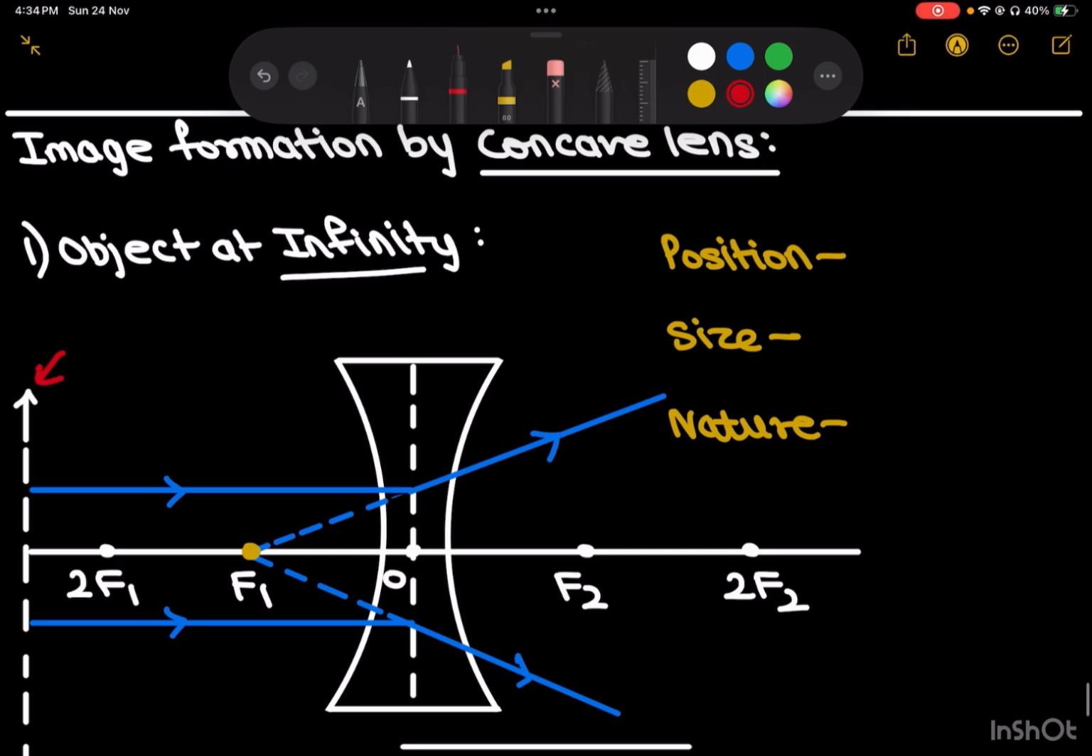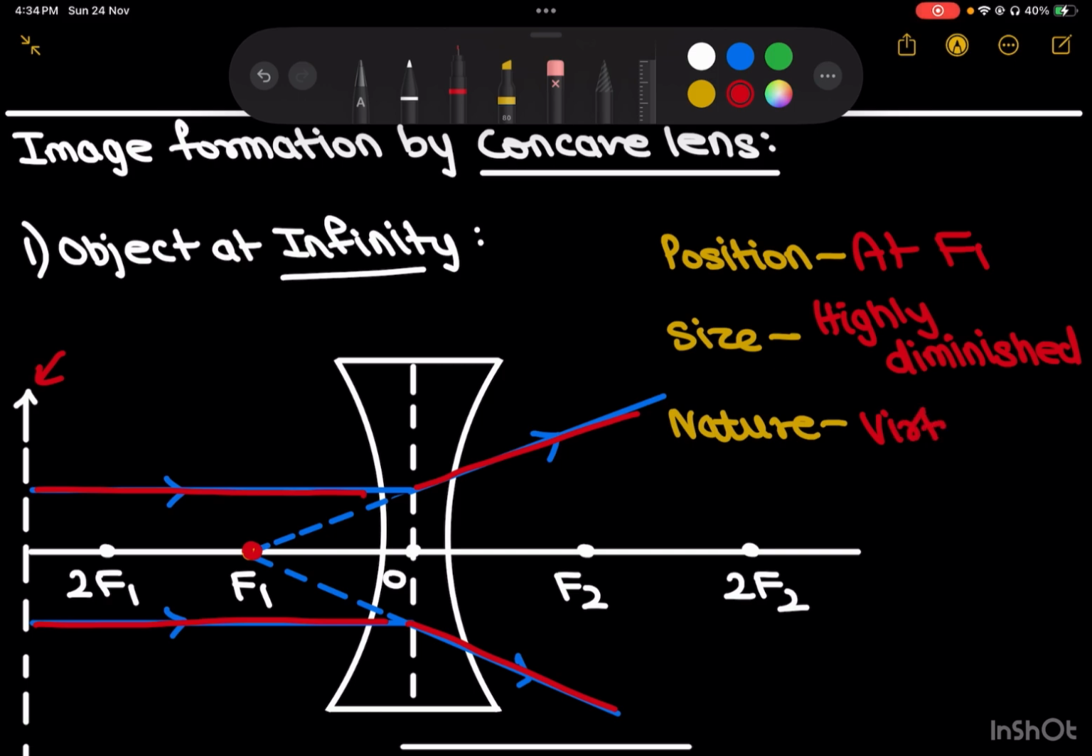This is the object. Two rays parallel to the principal axis are thrown at the lens and they appear to diverge from a point on the principal axis, which is the focus, right? So that means the position of the image is at f1 or at focus. The size of the image is highly diminished, and the nature, it is virtual and erect.